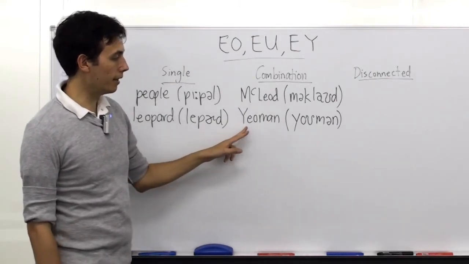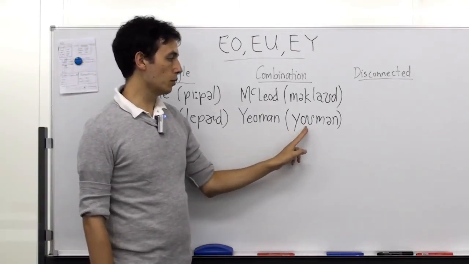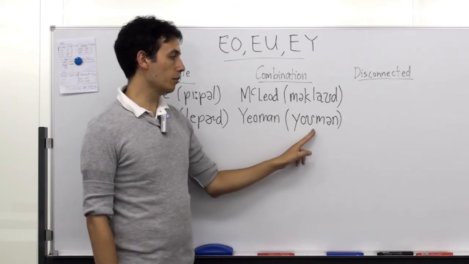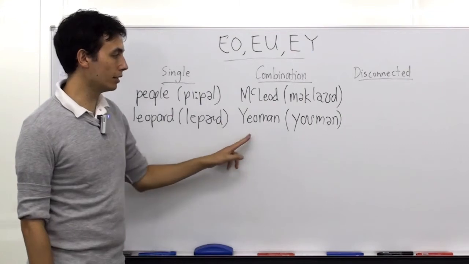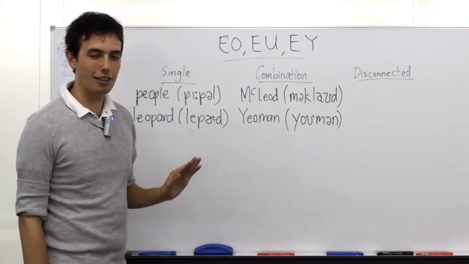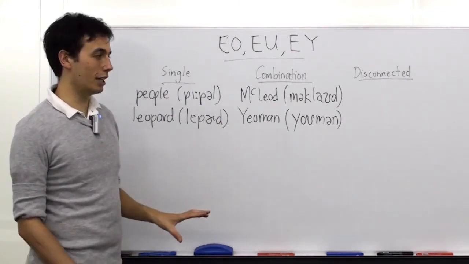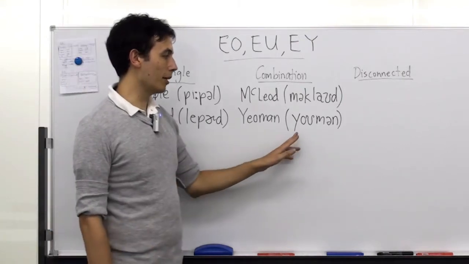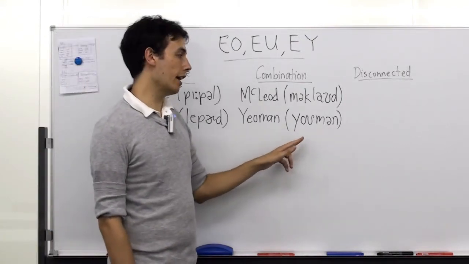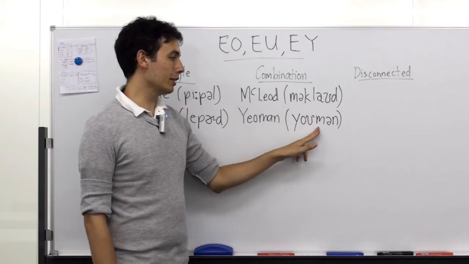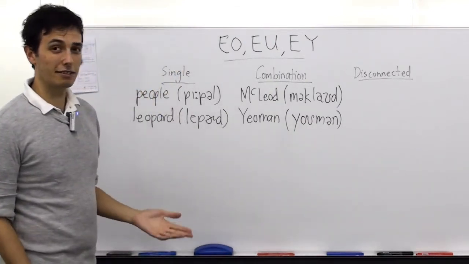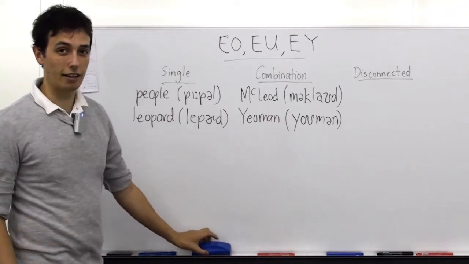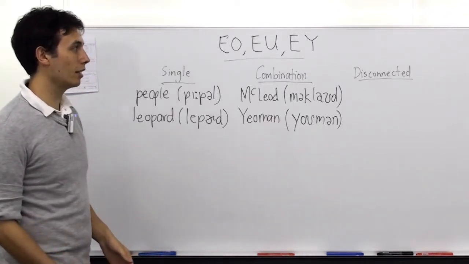And here we have yeoman, which sounds slightly different between British and American English. American's more like yeoman, and British would be like yeoman. Can you hear the difference? I can. I hope you can.